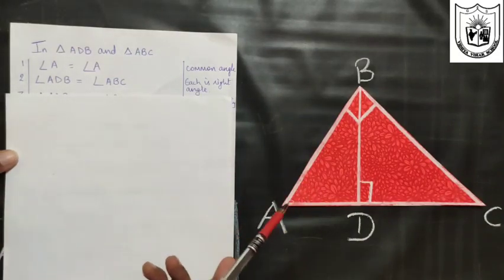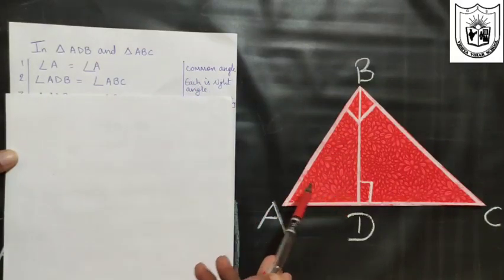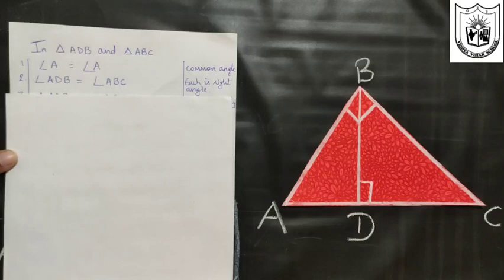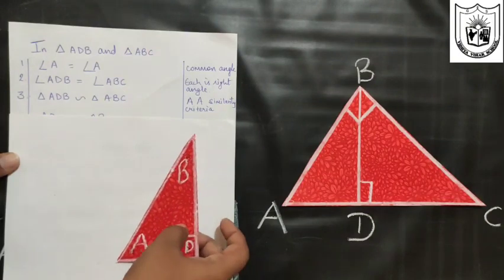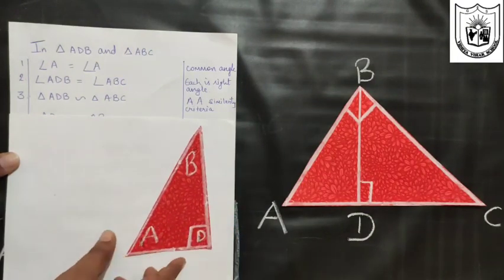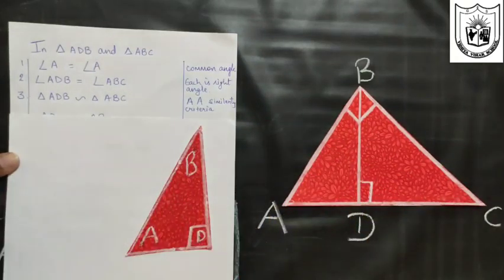So in both the triangles, we got angle A, which is common angle, and then ADB, that is this angle, and then ABC, each is a right angle. Okay. So we can say both the triangles are similar by AA similarity criteria. Now we have learned earlier, if two triangles are similar, then their sides are also proportional, isn't it? So let me just keep this triangle here back. Okay. So this triangle ADB and ABC are similar. We have proved already. So their sides have to be proportional.